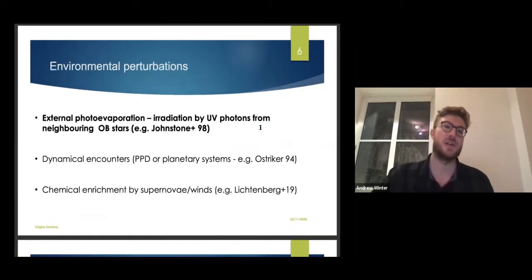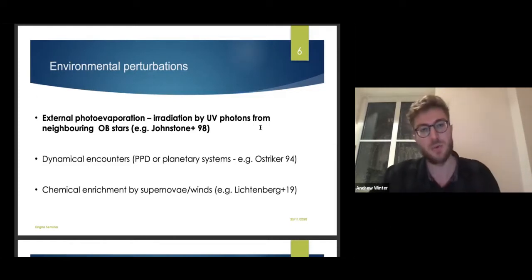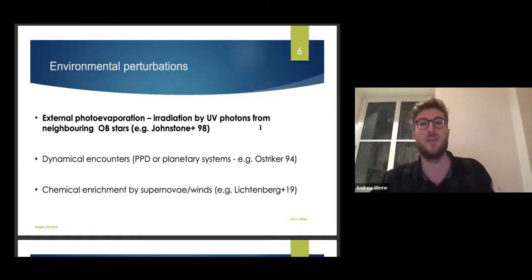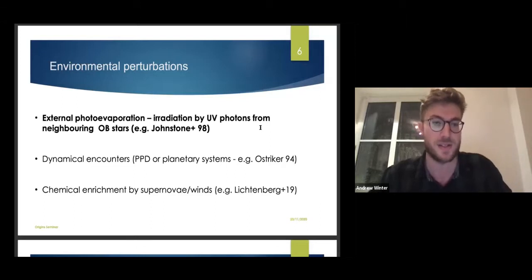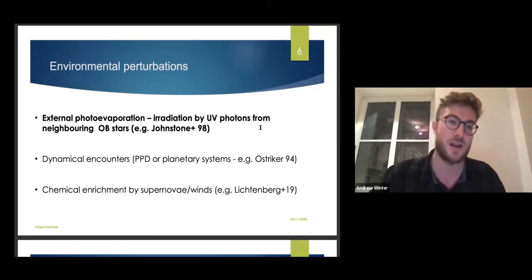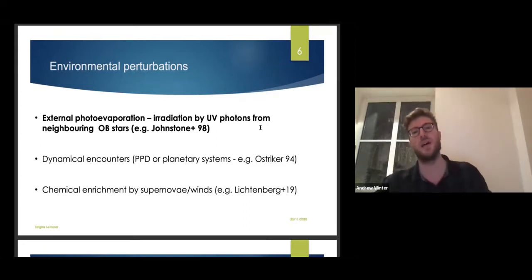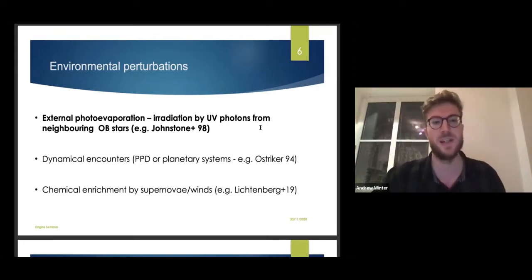But to make this more complicated, and this is what I will try and convince you of, these disks are not going to be evolving by themselves. As I said, I'm going to be focusing mostly on external photoevaporation, which is the irradiation by UV photons from neighboring OB stars in star-forming regions. But other common processes include dynamical encounters between a star and a neighboring star and disk. This can be in a protoplanetary disk, or within a protoplanetary system. And also chemical enrichment by supernovae and winds. This can lead to heating, and it can lead to drying out of the planets and formation of terrestrial planets.